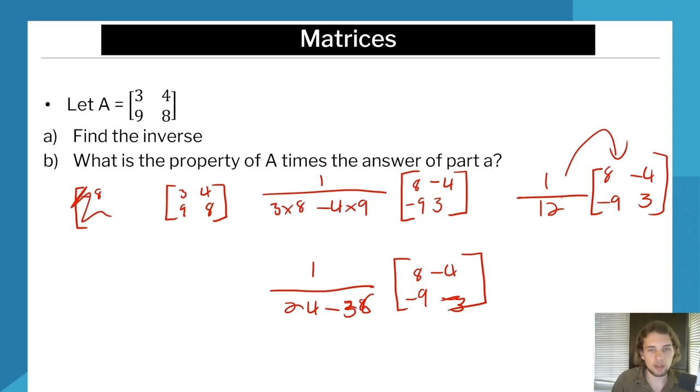What is the property of A times the answer of part A? Well, the answer is I, because it's A times the inverse of A, we know that it's equal to I. So there's our answer immediately.